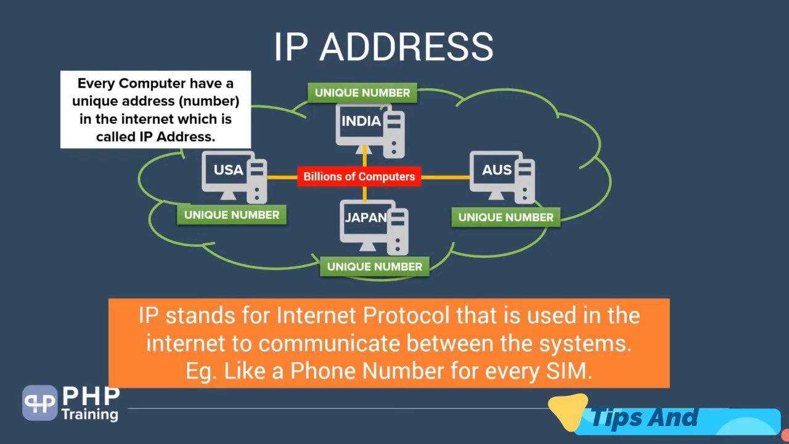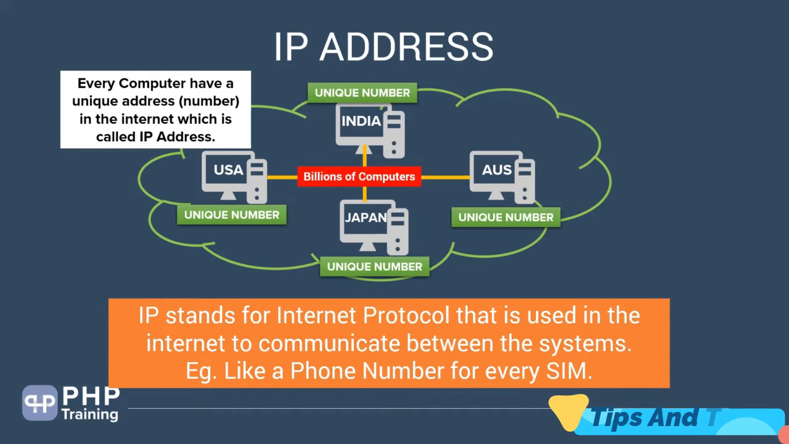So what does IP stand for? IP stands for Internet Protocol, which is used on the internet to communicate between systems. Once you have an IP address, you can identify yourself and then communication can happen. An example is a phone number for every SIM. How do you identify a unique phone in the whole world? You have a phone number. And how do you reach your friends, how do you make a call? You call via the phone number. Similarly, on the internet, if you want to reach a computer, you reach it via the unique address, which is the IP address. That solves the challenge of identifying a computer on the internet by assigning each computer a unique address.